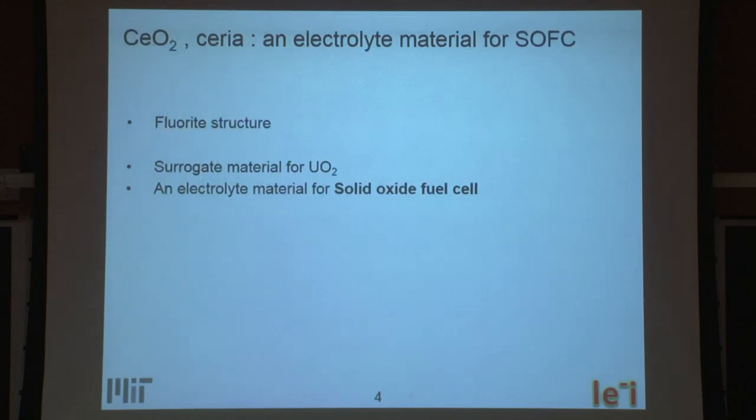Today, we are not going to talk about uranium dioxide. We're actually talking about cerium dioxide. Cerium dioxide has exactly the same structure as uranium dioxide. We call it fluorite. It used to be a surrogate material for uranium dioxide because they have the same structure and the cation is a very heavy element. People thought they were the same, so in experiments, people used it a lot to study the properties of uranium dioxide. But these days, we find out the two materials are very different. Nowadays, we use it more as an electrolyte material for solid oxide fuel cells.